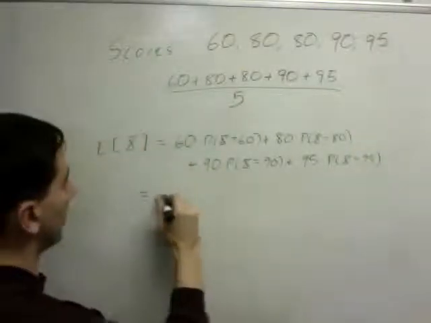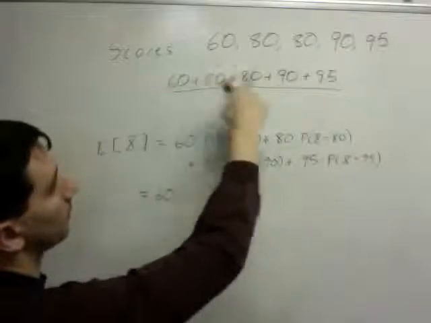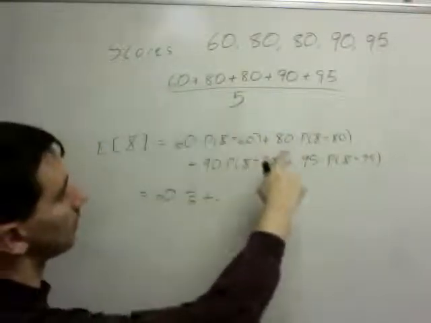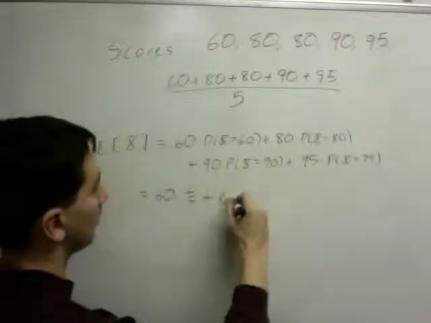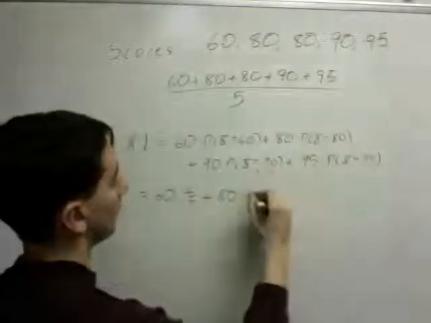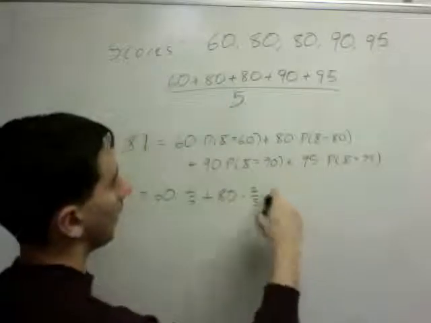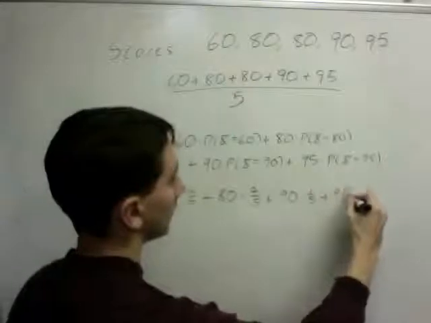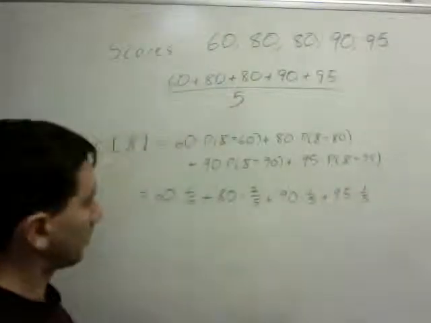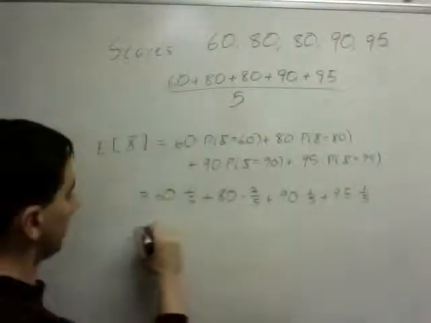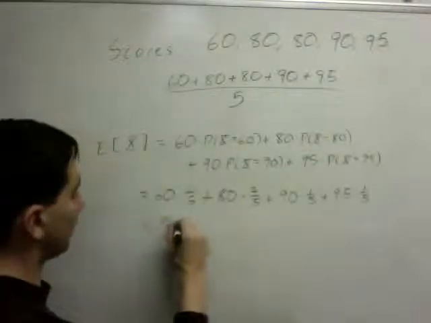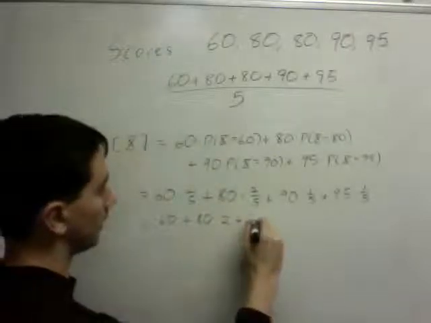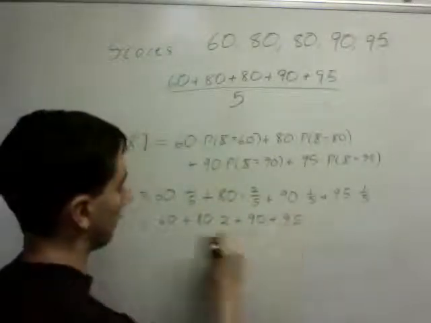And now the probability that x is 60 is 1 out of 5. Right? There's a 1 out of 5 chance that you would choose 60 if you choose one at random. 80, well, there's a 2 out of 5 chance that we get 80. And then a 1 out of 5 chance we have 90, and a 1 out of 5 chance we get 95. So we've got a common denominator here. Let's just put all of this under the same denominator. This is 60 plus 80 times 2 plus 90 plus 95, all over 5.